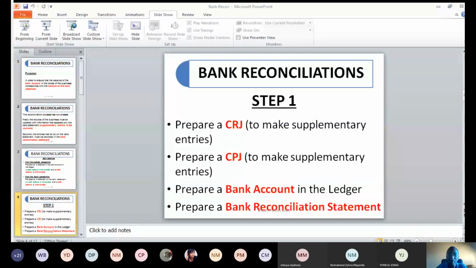If you come across amounts that are on the bank statement but not in the cash payments journal, you enter that in your cash payments journal. Items that may appear on the bank statement that are not yet in your cash payments journal will be items such as bank charges, interest on overdraft, debit orders, and dishonored checks.